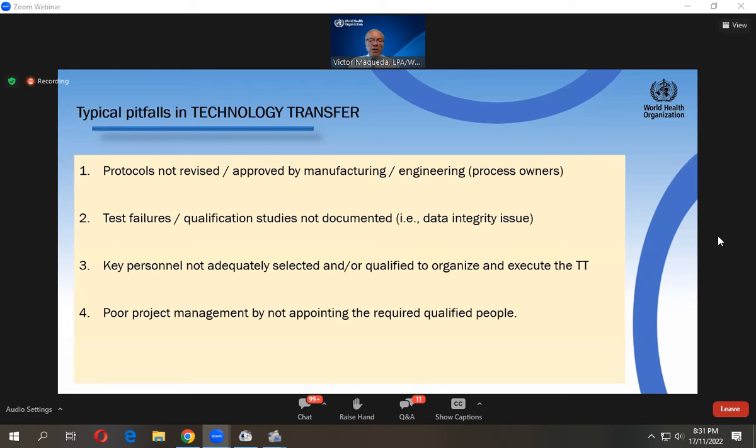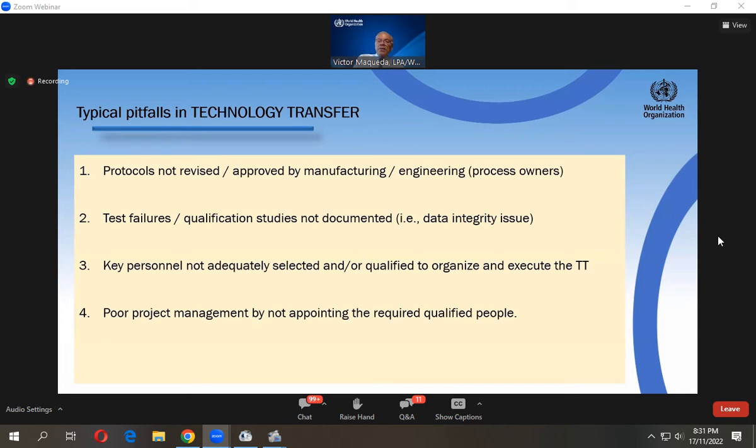Poor project management by not appointing the required qualified people. That also is another thing, because we might have the people, but of course we might not be able to decide in the right way how to dedicate these people to the different tasks. So this means, this point 3 and point 4 means that human resources, not only in the availability of people, but also in terms of how to select them, and of course based on job descriptions, which should be very well designed, is very important.